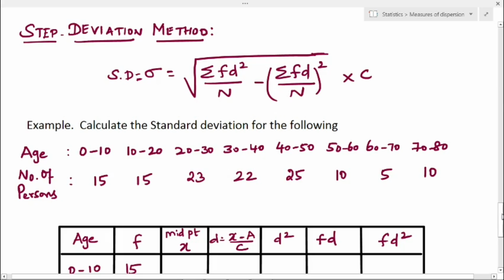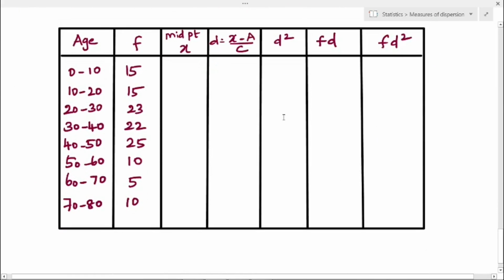So here I have written the table, with the values of age, frequency, and midpoint. Here we have to find the midpoint because the values are given in the form of a frequency distribution. So we have to find the midpoint, that value as x, and we have to find d, d square, fd and fd square. Age I have written as given in the problem, 0 to 10 till 70 to 80, and the frequencies are 15, 15, 23, 22, 25, 10, 5 and 10.